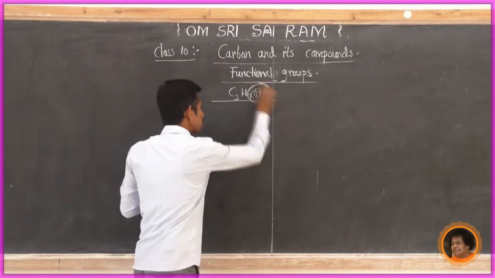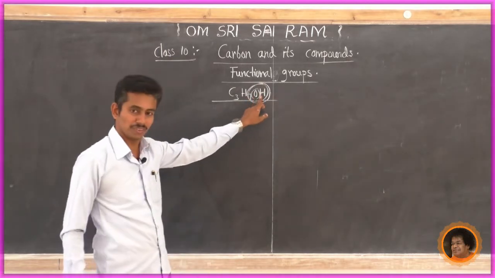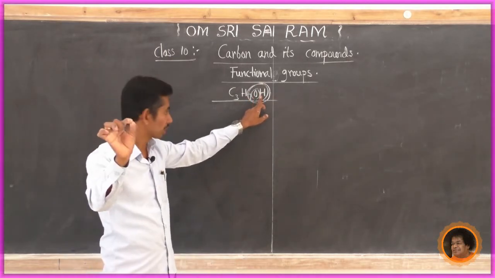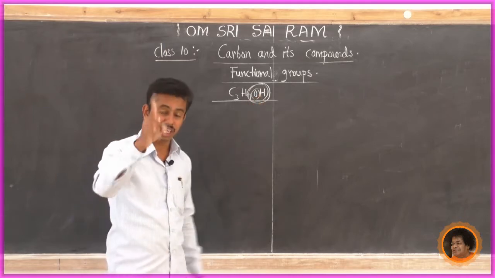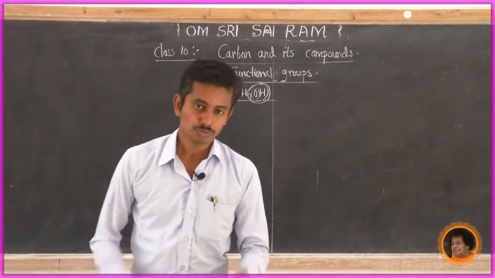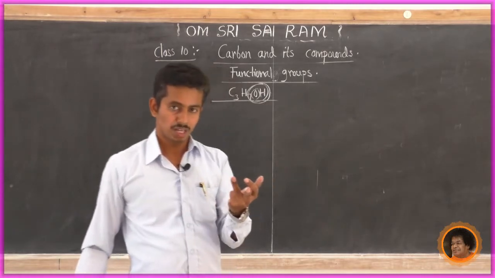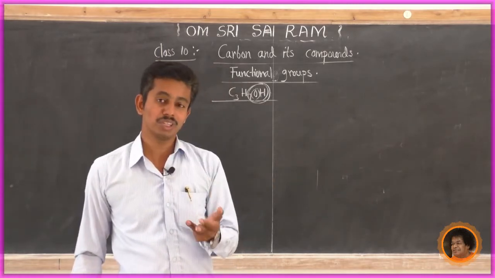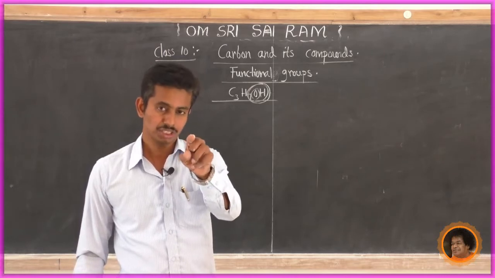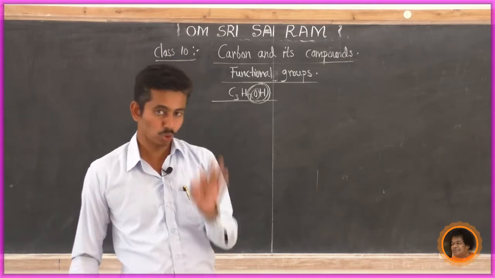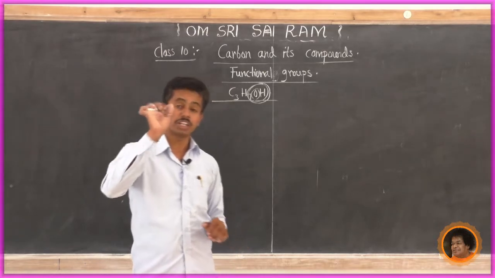And this OH group, the new specific atomic group, is called a functional group. OH is a functional group, we know that. OH means alcohol. Alcohol is an organic compound. In that, OH, the group of specific atoms, is called the functional group.